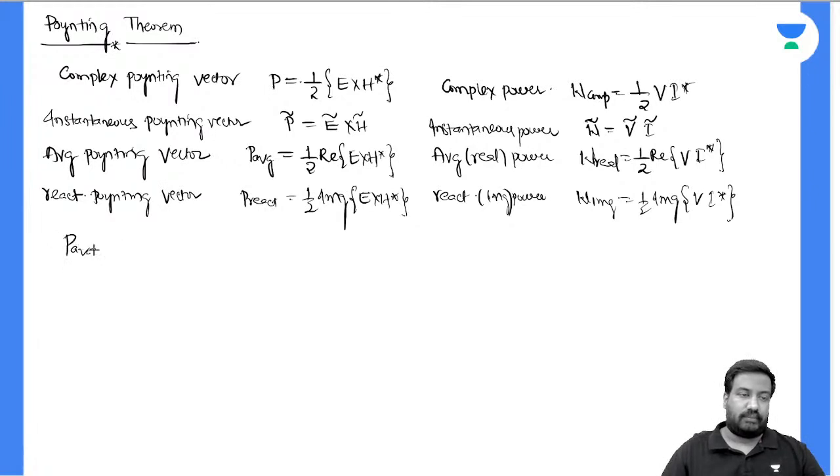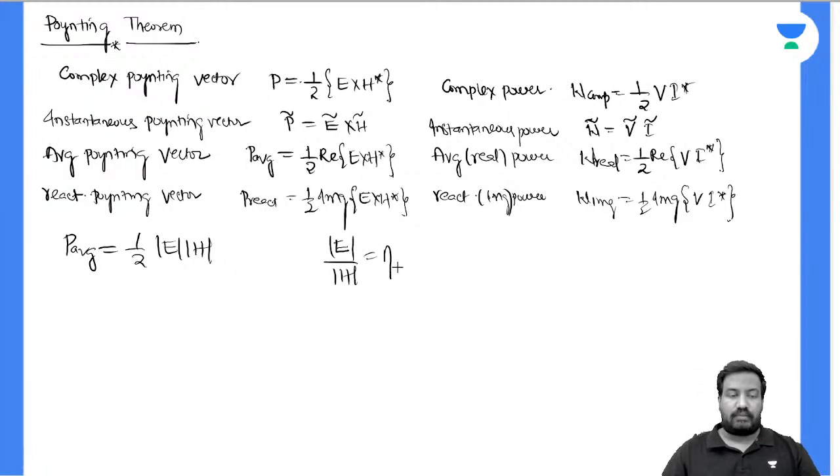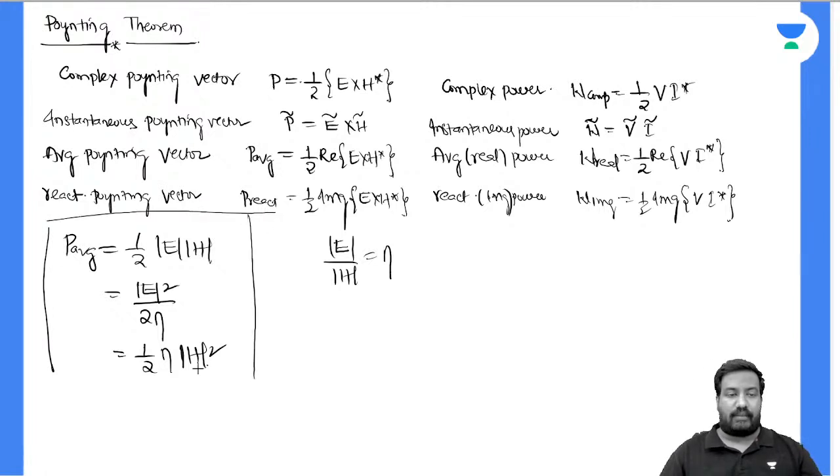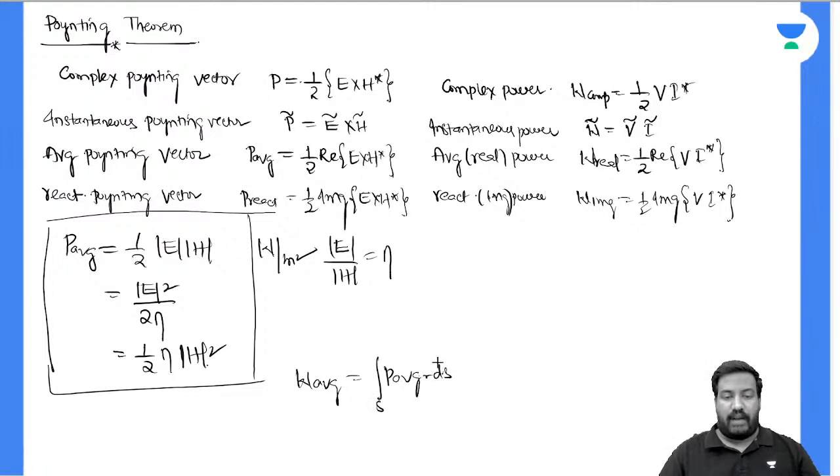From this we can write the average Poynting vector is 1 by 2 mod E mod H. We also know that the ratio of E to H gives you eta. If I write in terms of E, H is E by eta, therefore E square by 2 eta. If I write in terms of H, E is eta H, so 1 by 2 eta H square. This gives you power density in watt per meter square. And if you want to find power, W average, it is the surface integral of P average dot ds, expressed in watts.